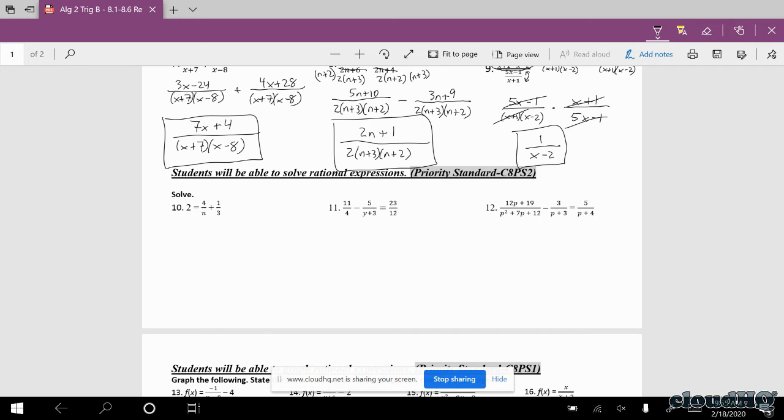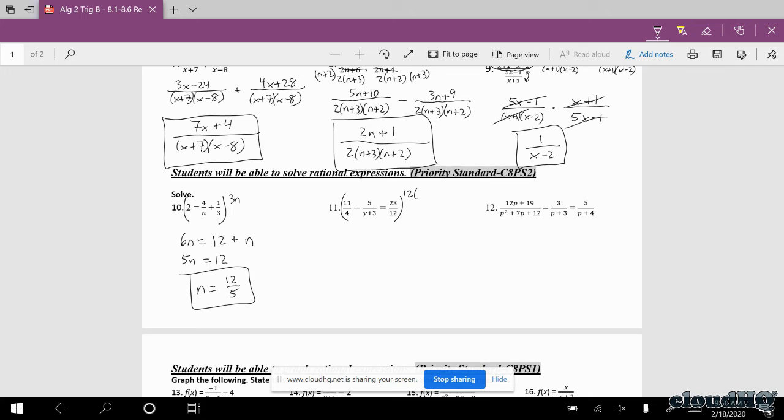And then x minus 2 in the denominator. Number 10, I would multiply by the least common denominator, which is 3 and an n. And distribute that throughout, so 2 times 3 is 6n. When you multiply it to the 4 over n, the n's cancel, so you have 4 times 3 is 12. And when you multiply the 3 into the 1/3, the 3's cancel, so you get 1 times n, which is n. Subtract the n away. Divide by 5. So 12/5.